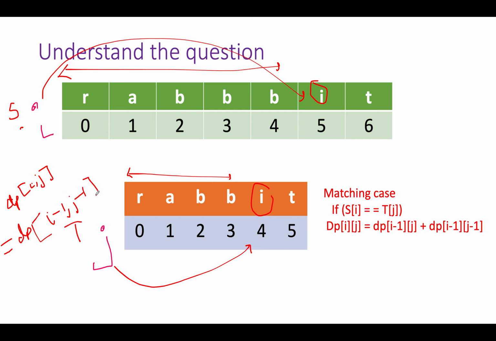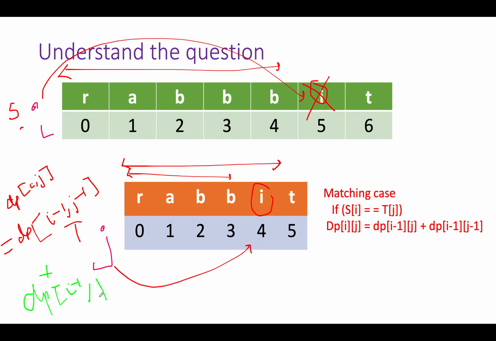One part of the answer is this. The other part of the answer would be equal to the case where you are simply skipping this character and checking whatever answer you have calculated up till i minus 1 comma j index, because that will also contribute to the answer, plus dp of i minus 1 comma j.